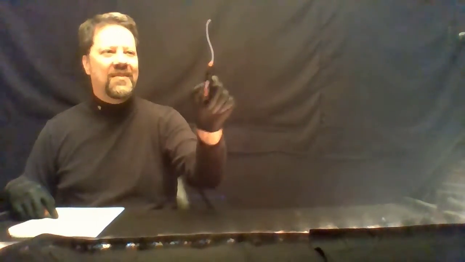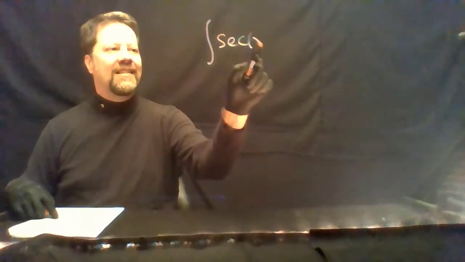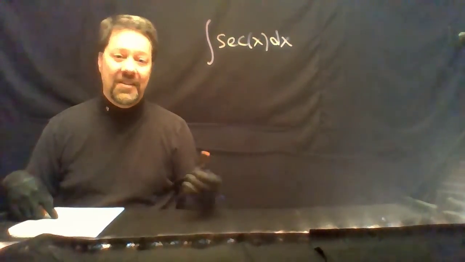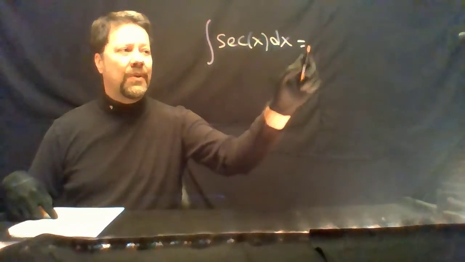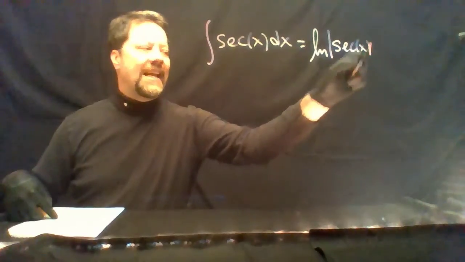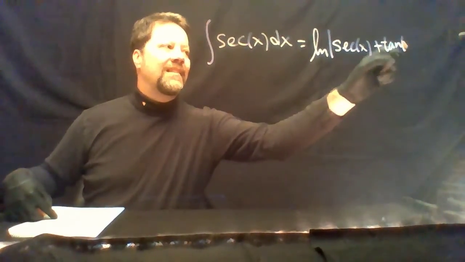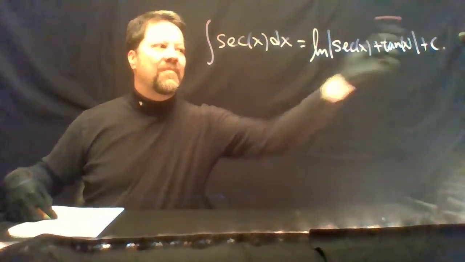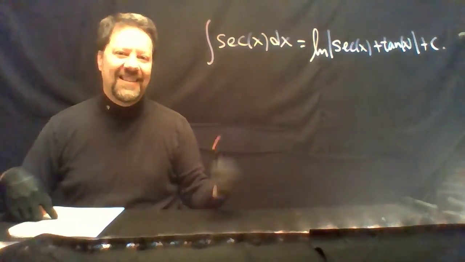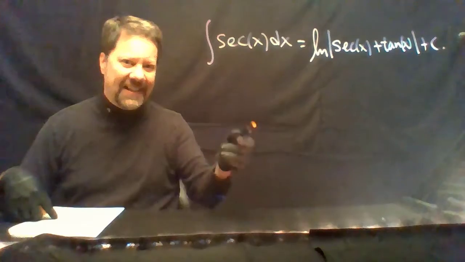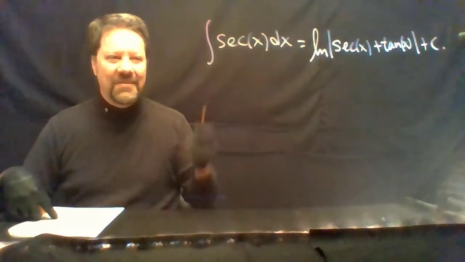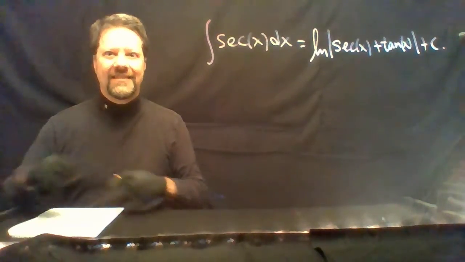On part K, we're integrating secant of x dx. Those of you who remember this will know that this is the log of the absolute value of secant of x plus tangent of x plus c. You know it or you don't. This was the garbage can calculation that I asked you to remember from earlier. Please take note of it.